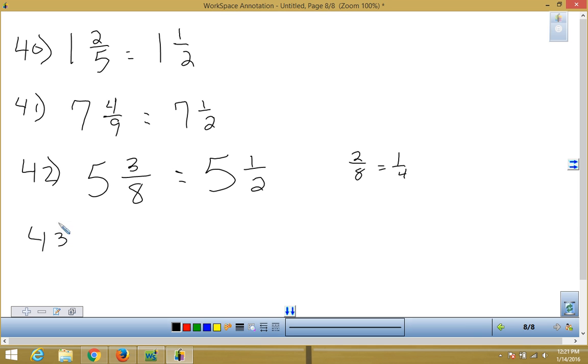All right, looking at number 43. 2 5/6. Dennis? I got 3, because that's the nearest half. Good. All right, so he compared it to what he knows is half, and it's only 1 away from the whole, so he knows that this rounds up.